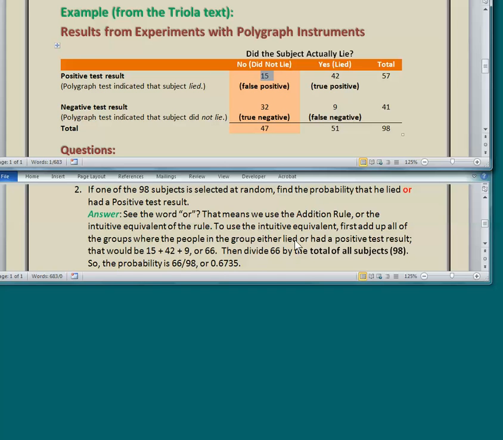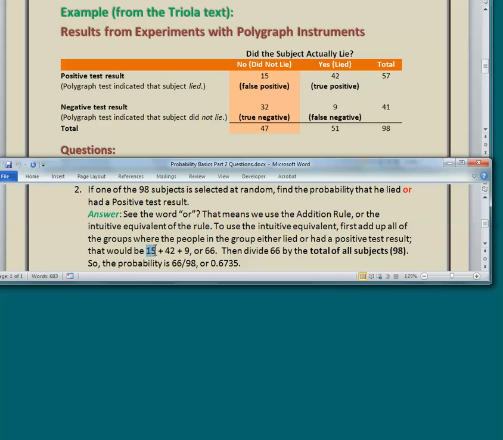Did they either lie or have a positive test result? Well, they did not lie, so it doesn't satisfy that requirement. But if we look over here, they're in the row for positive test result. So yes, they count. That's why we have this number 15 here. We're going to include them.